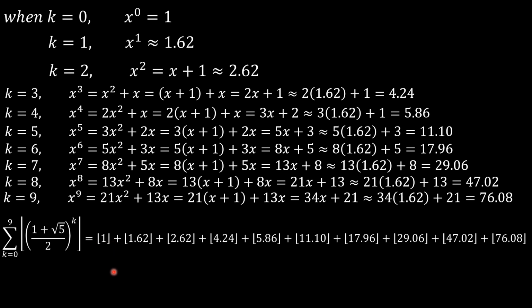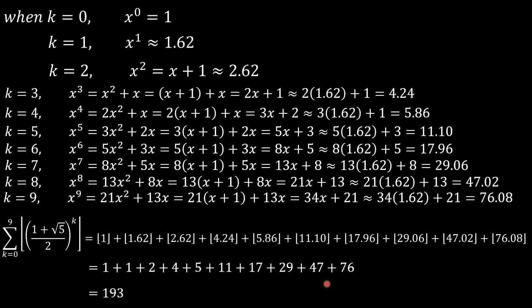Here we'll get 1, and here is 1. So we're just adding 1 plus 1 plus 2 plus 4 plus 5 plus 11 plus 17 plus 29 plus 47 plus 76. And that adds up to 1.93. I mean, sorry, 193, not 1.93. So 193 is the summation we get here. So that's just the quick thing.